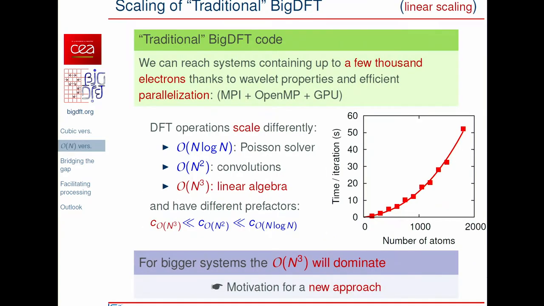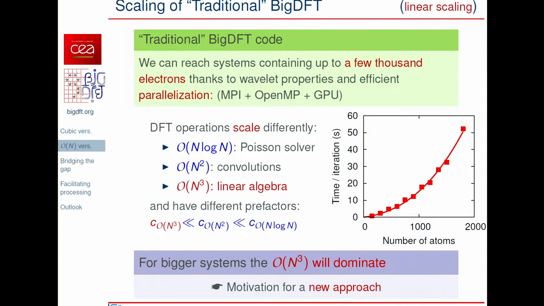Okay, so this was about the cubic version of BigDFT, so it's like plane wave. Our Kohn-Sham orbitals are totally spread over the whole system, and so we have a scaling, of course, of N cubed, due to the linear algebra, because we have dense matrices. Now the idea is to decrease this scaling, and to do that, the idea, in fact, is to localize. With the Poisson solver, we have N log N, so it's okay.